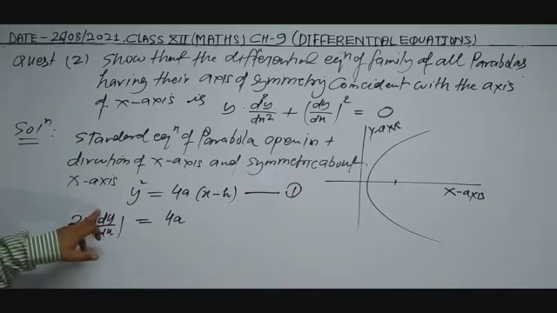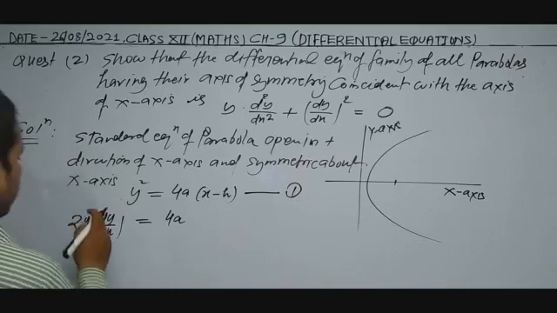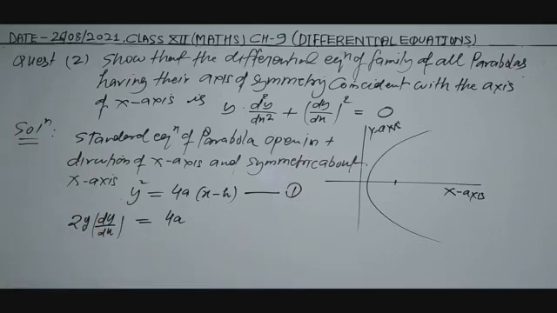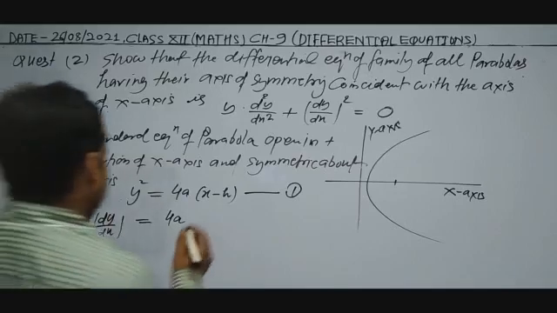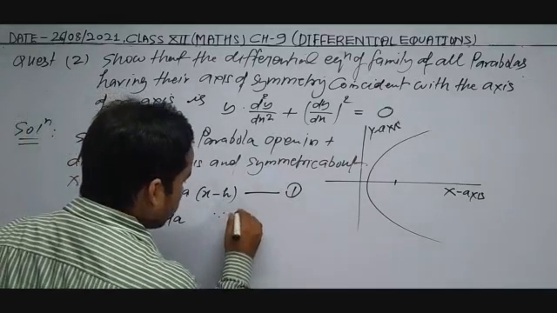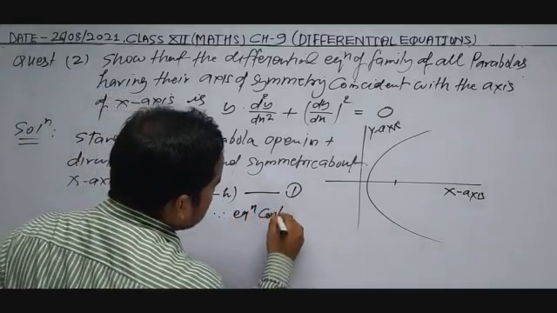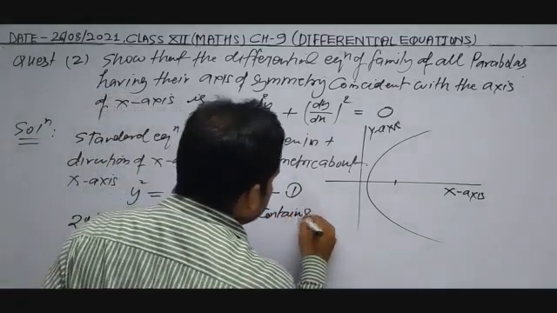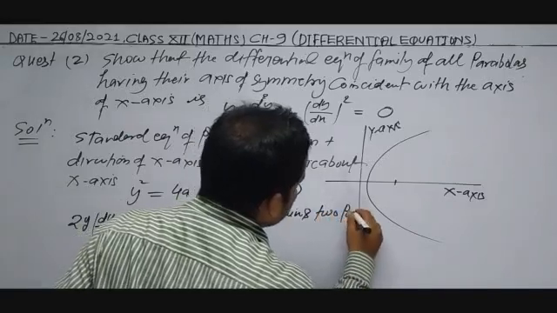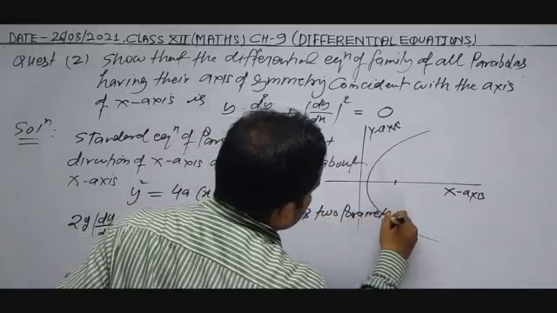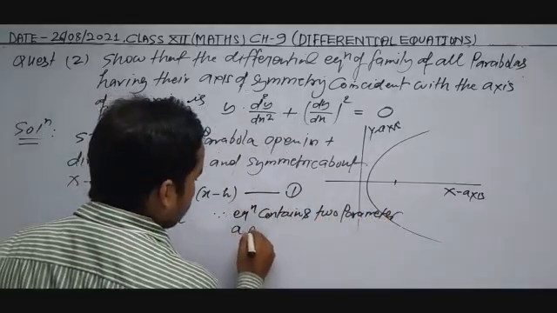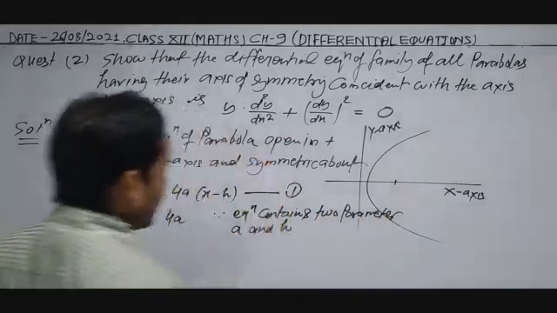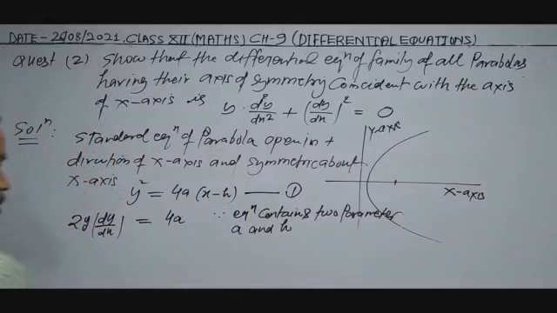So again you have to differentiate. Why? Because there are two parameters, a and h. Since the equation contains two parameters a and h, therefore differentiate again.